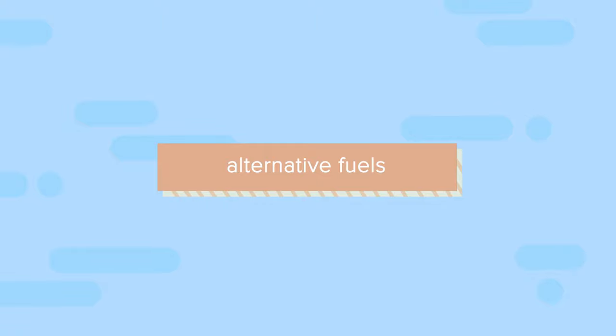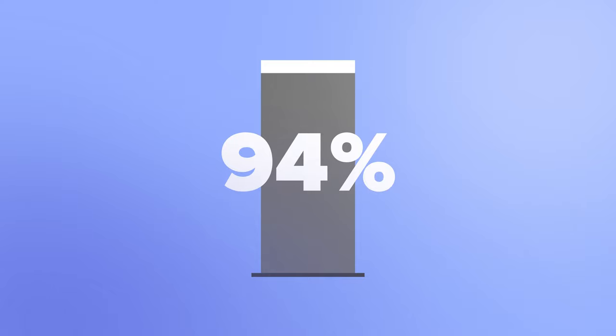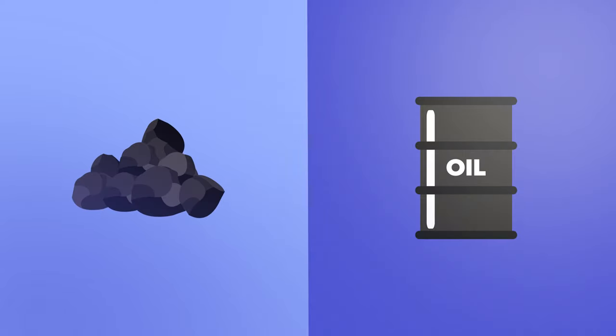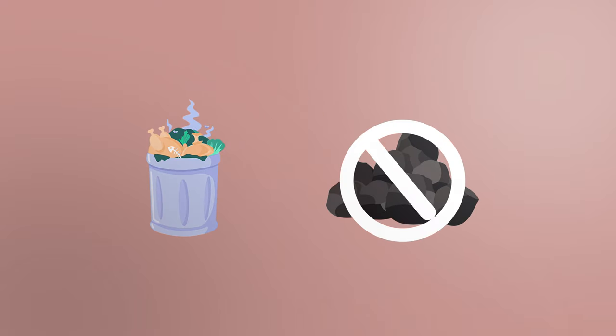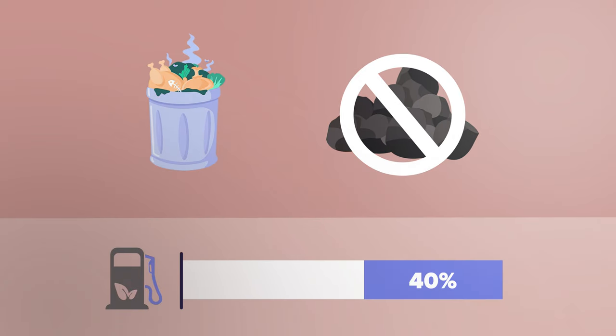Another option is to use alternative fuels to heat the kilns in which the clinker is produced. On a global average, 94% of fuels that are currently used are fossil fuels. Kilns can also be fed with biomass and waste materials instead of carbon-intensive fuels. These fossil fuel substitutes could prevent up to 40% of direct emissions from the cement industry.